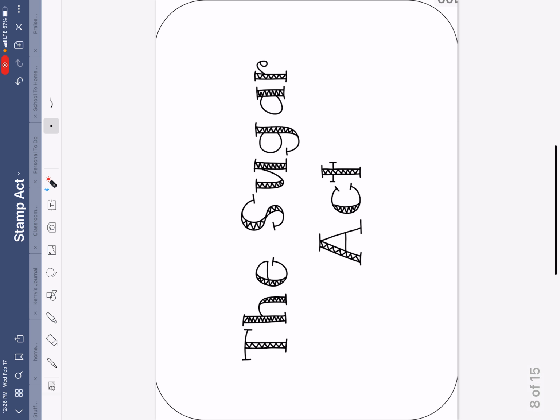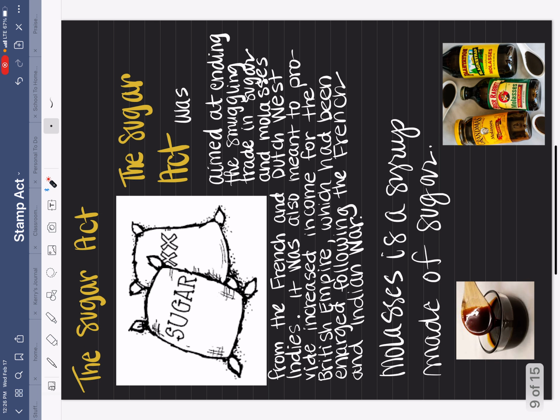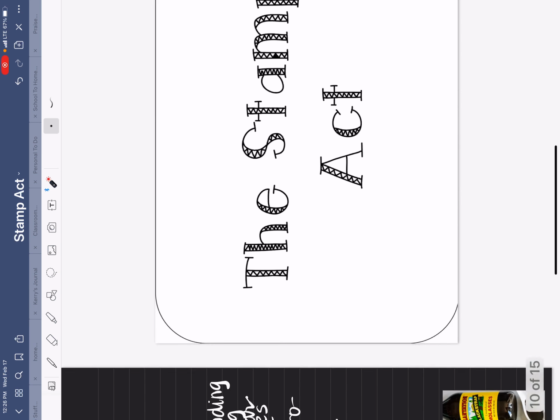The Sugar Act. The Sugar Act was aimed at ending the smuggling trade in sugar and molasses from the Dutch West Indies. It was also meant to provide increased income for the British Empire, which had been enlarged following the French and Indian War. Molasses, just in case you didn't know, is a syrup made of sugar. Anything made of sugar is good. This is kind of what it looks like, and it sometimes comes in containers looking like this.